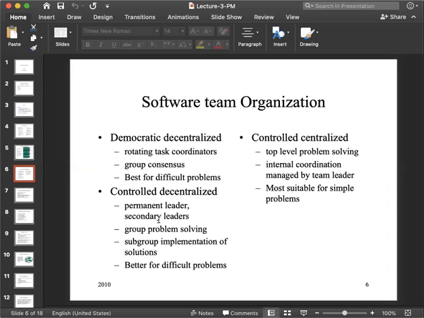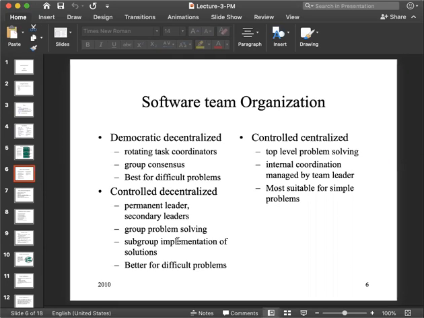There is another situation which is called the control decentralization. Control mean এখানে controlling থাকবে কিন্তু এটা decentralization. Okay, so here what is happening, permanent leader and secondary leaders. As there is a control situation, so there are leaders. The leaders are named as suppose permanent leader or secondary leader. Group problem solving, subgroup implementation, solution, and better for difficult problem. This is not the best, this is the better one. So what is happening here, there are leaders, but not only one person, leader may be multiple persons: permanent leader, secondary leader, third layer leader, fourth layer leader.